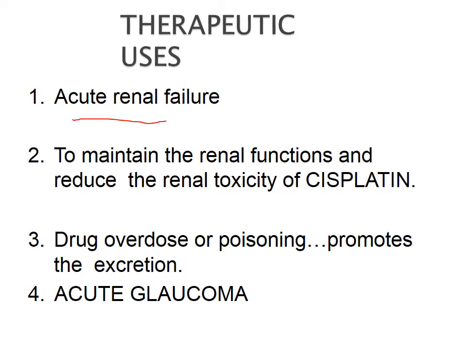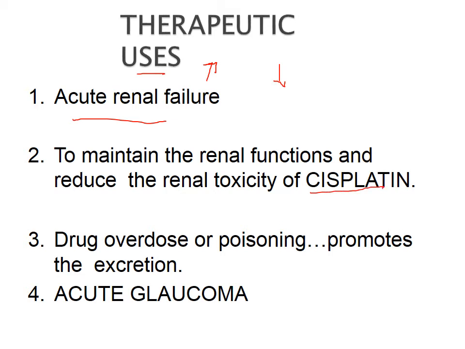Why? Because whenever there is a renal failure, we are not able to excrete water and other chemicals from our body. So in acute renal failure, there is a volume overload in the body. To prevent that, we give a diuretic because we have to decrease that water from the body. They are also used to maintain the renal functions and reduce the renal toxicity of cisplatin.